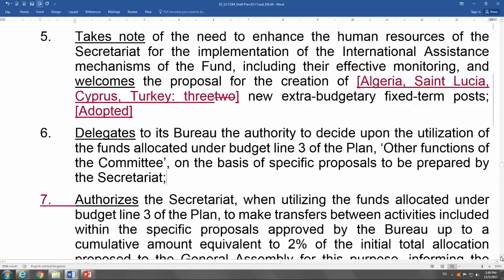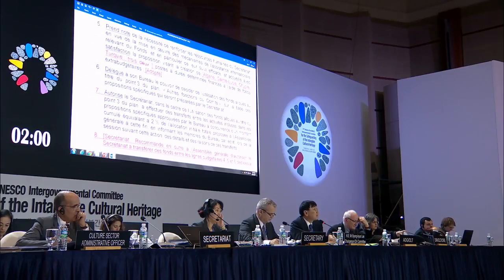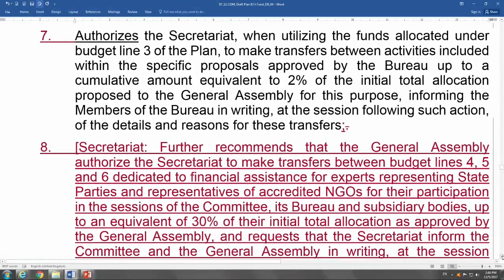Para 6, proposing to continue with the current practices of delegating to our Bureau the approval of those expenditures that are proposed by the Secretariat within the scope of the other functions of the committees as defined by the Convention. Are there any objections? I see none, so adopted. Para 7, again proposing to continue with the practice that was already applied within the current spending plan for other functions of the committee of allowing a margin of flexibility between activities. Do I see any objections? I see none. Adopted.